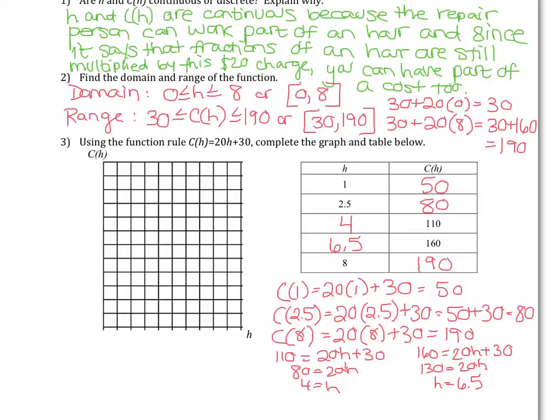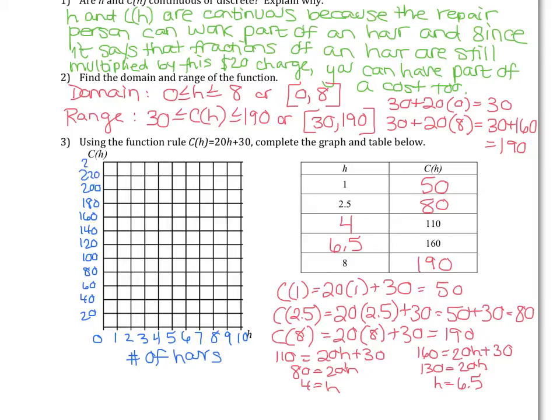So finally, I'm going to graph this. We know that we're going from 0 to 8, so my interval is probably going to be by ones. 1, 2, 3, 4, 5, 6, 7, 8, 9, 10. And this is going to be number of hours. We know that our C of H values are going from 30 to 190. So I'm going to go by 20s. 20, 40, 60, 80, 100, 120, 140, 160, 180, 200, 220, 240. And this is going to be my total cost.